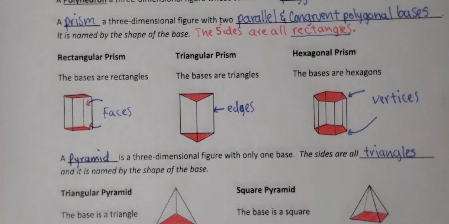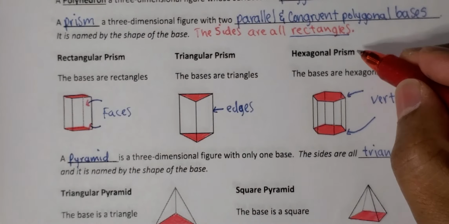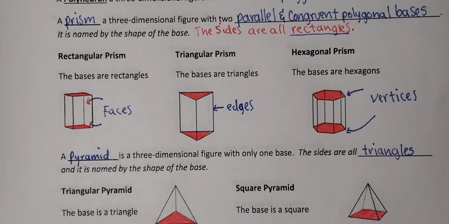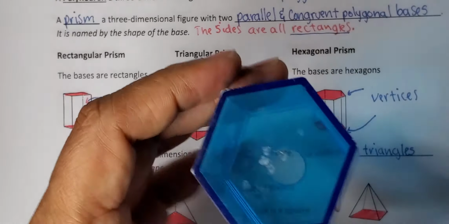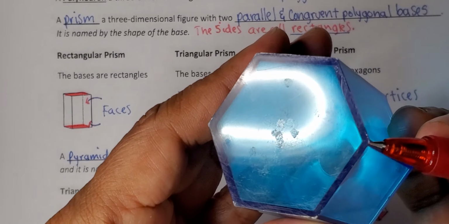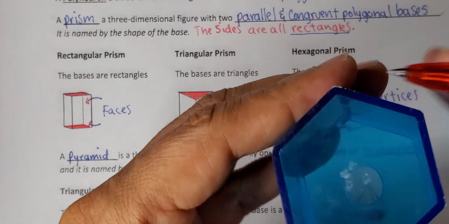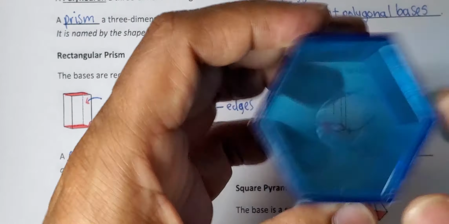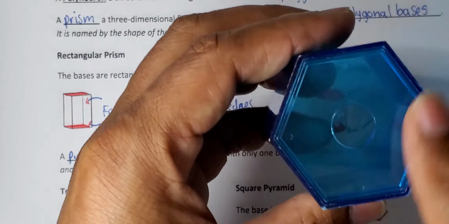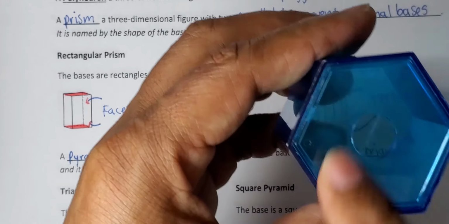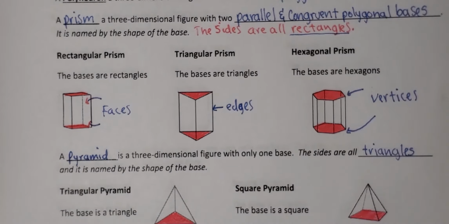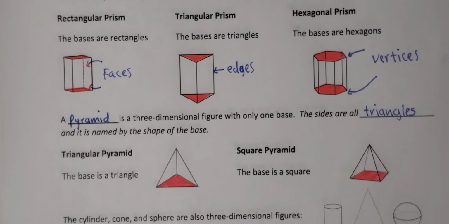And the next one is a hexagonal prism. The bases are hexagons, and for this one I'm going to point to the vertices. As you can see, the vertices, I'm referring to the sharp corners here. So this is one vertex, another vertex here. So this one has 6 vertices on one base, and if you flip it over, it also has 6 vertices on the other base.